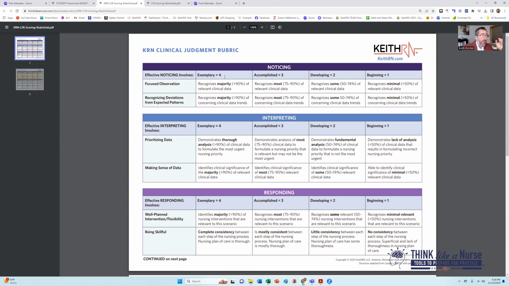And the exemplary performance is that they see it all. They're seeing the majority. And again, this aligns with exceptional or expert practice, which our students will not be at the end of the program.